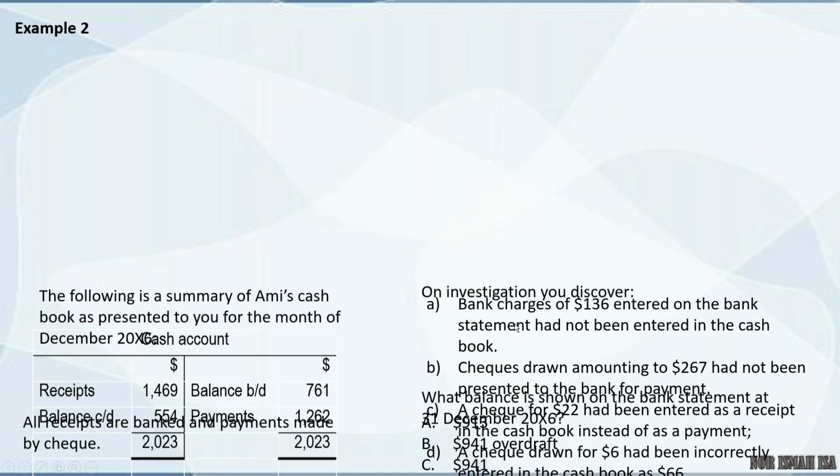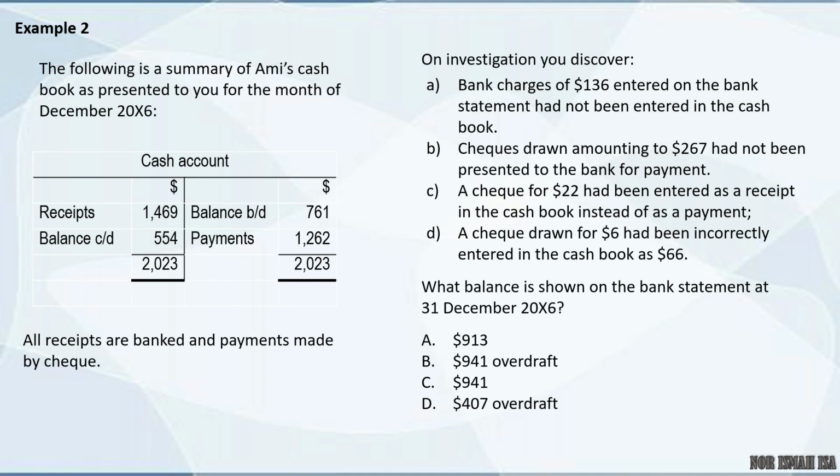This is example 2. The question asks what balance is shown on the bank statement at 31st December 2006. So this is a calculation backward, because the question asks what balance appears in the bank statement before adjustment. This is the information given. The cash book has a balance of 554, and all receipts go to the bank and payments are by check. So this is the investigation made.